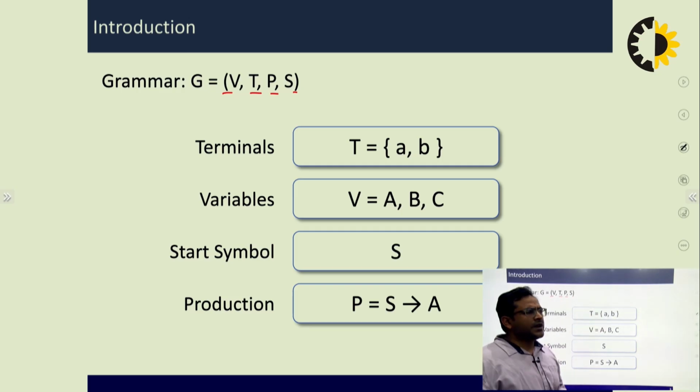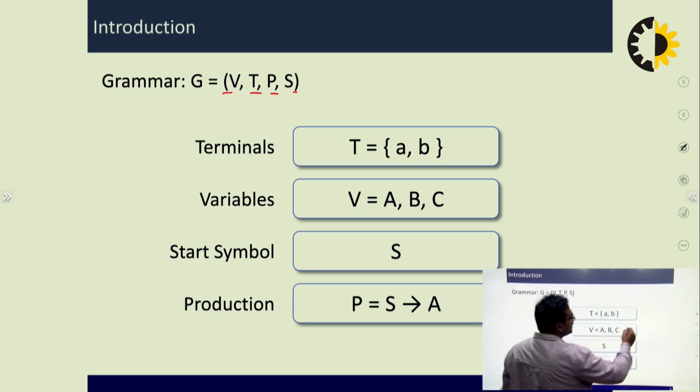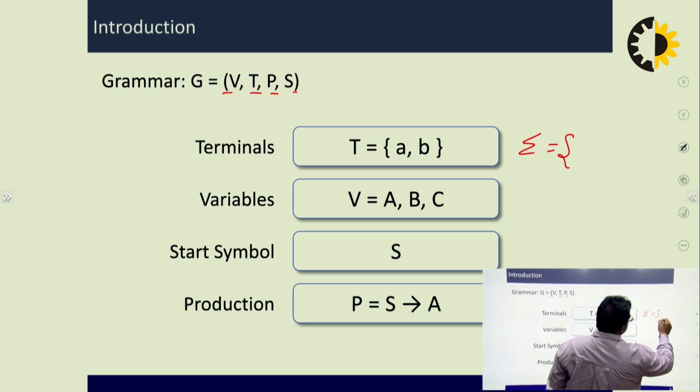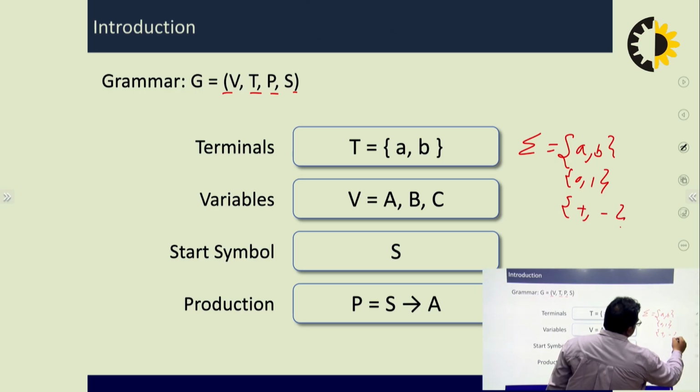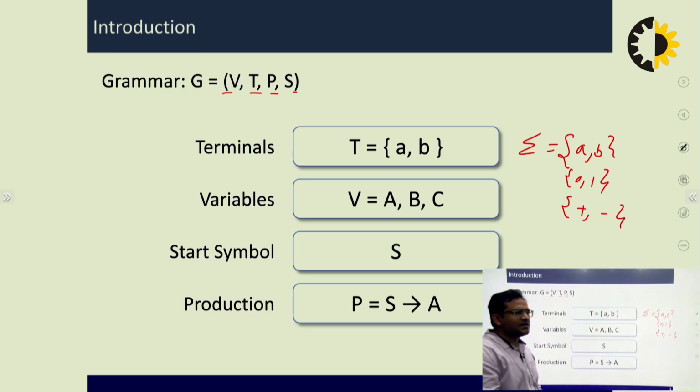When we talk about a regular grammar or a finite automata, there are some elements under sigma. These are the input symbols like a, b, like 0, 1, like plus, minus. So these are basically the input symbols, and here they are called terminals. S is the starting symbol.